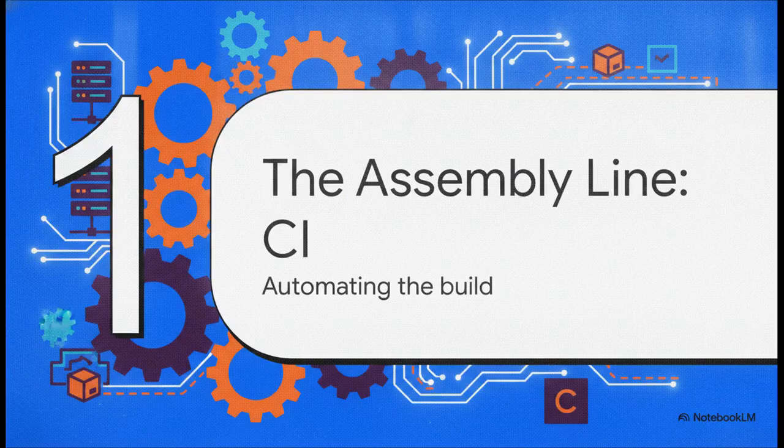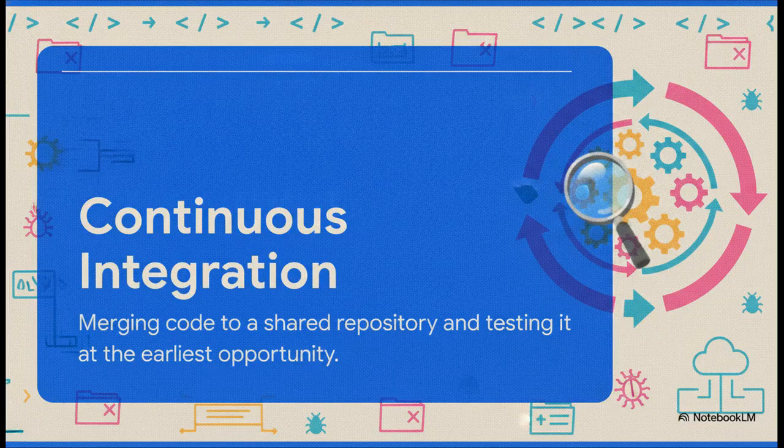Section 1, the assembly line. CI, automating the build process. To start off, let's establish exactly how we construct complex software without breaking it. What exactly is continuous integration? Widely known just as CI, it's a DevOps practice that focuses on frequently merging code changes into a shared repository. And crucially, it involves testing those changes at the absolute earliest opportunity.